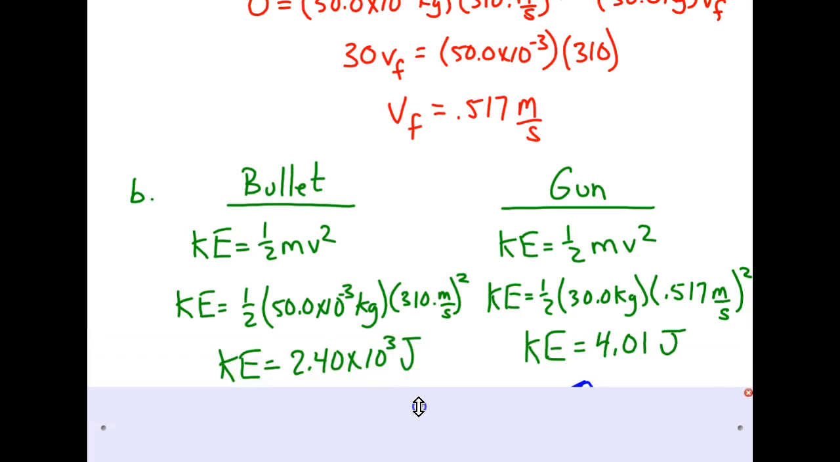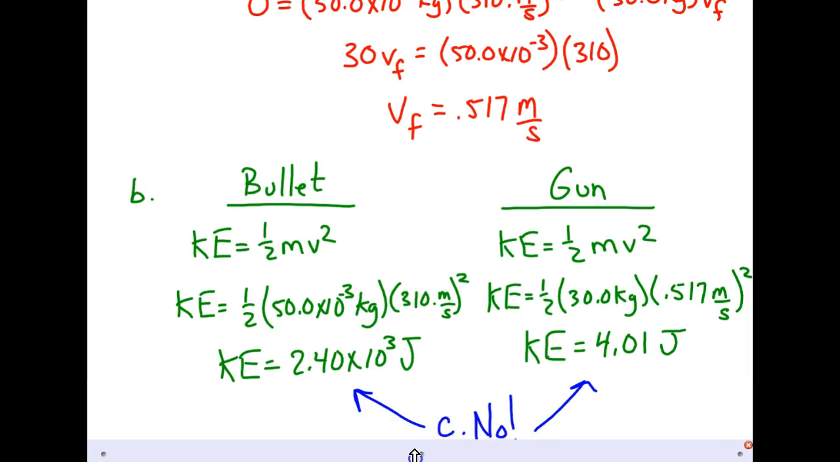Calculating each kinetic energy for the bullet, we get 2,400 joules, 2.40 times 10 to the third, to the right number of sig figs. And for the gun, we get 4.01 joules. Well, was kinetic energy conserved? In order for kinetic energy to be conserved, these values would have to be equal to each other so that they cancel out and equal 0, which is the amount of kinetic energy before. So the answer is no, kinetic energy is not conserved.